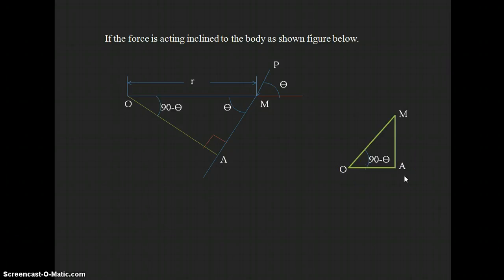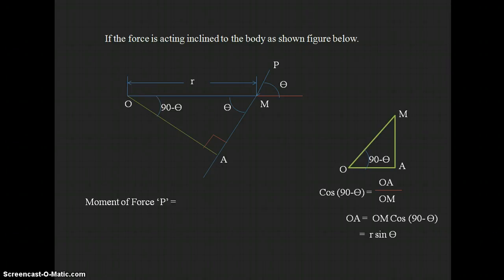Here we need to find OA, so take cos(90 minus theta). Cos(90 minus theta) is equal to adjacent by hypotenuse. The adjacent is OA and the hypotenuse is OM. So OA, which is the perpendicular distance, equals OM cos(90 minus theta). OM is the length of the bar, which is R, and cos(90 minus theta) becomes sin theta. So R sin theta is the distance OA, the perpendicular distance that we had to find.